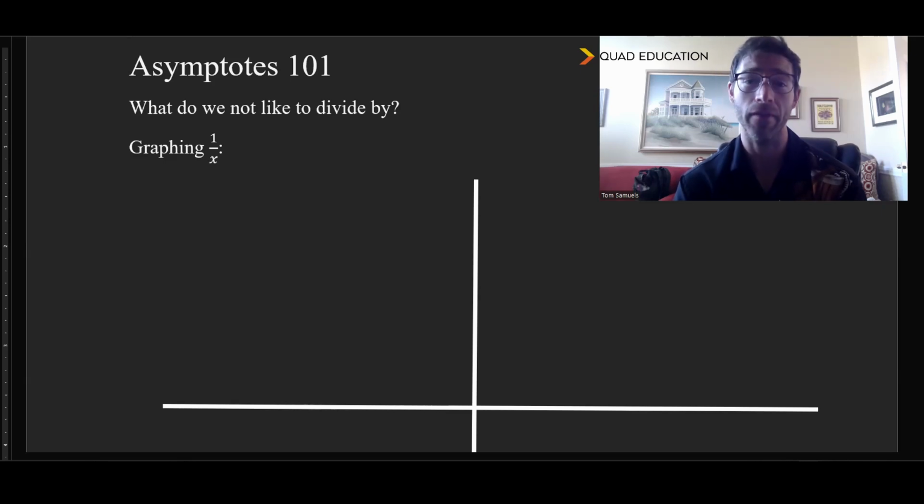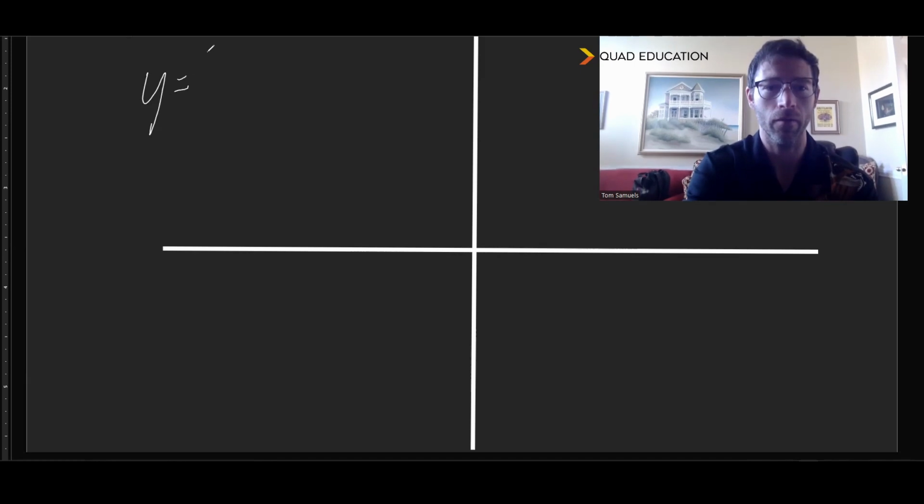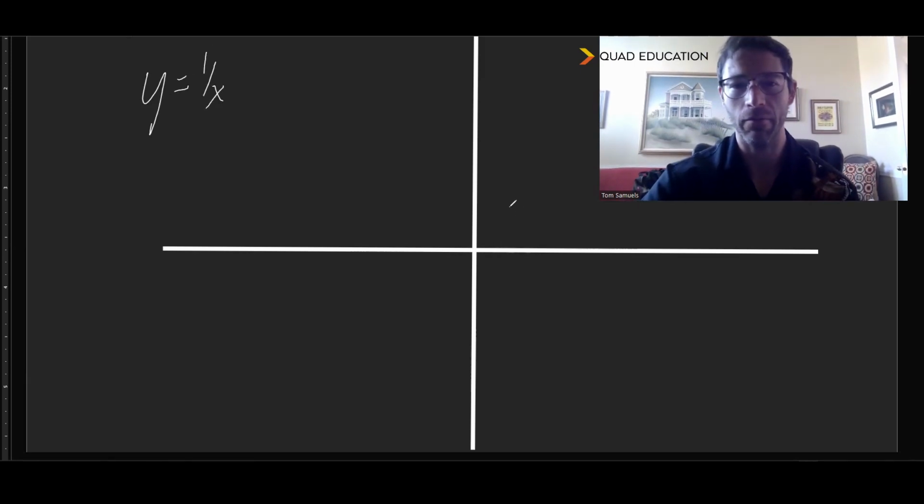Don't like to divide by 0 because it doesn't make any sense. I'm actually going to demonstrate why that's true. So first of all, we're going to talk about graphing 1 over x. So we have our function y equals 1 over x. And so first of all, we're going to say, well, what happens when x is 1? So that's going to be right there at the point (1, 1).